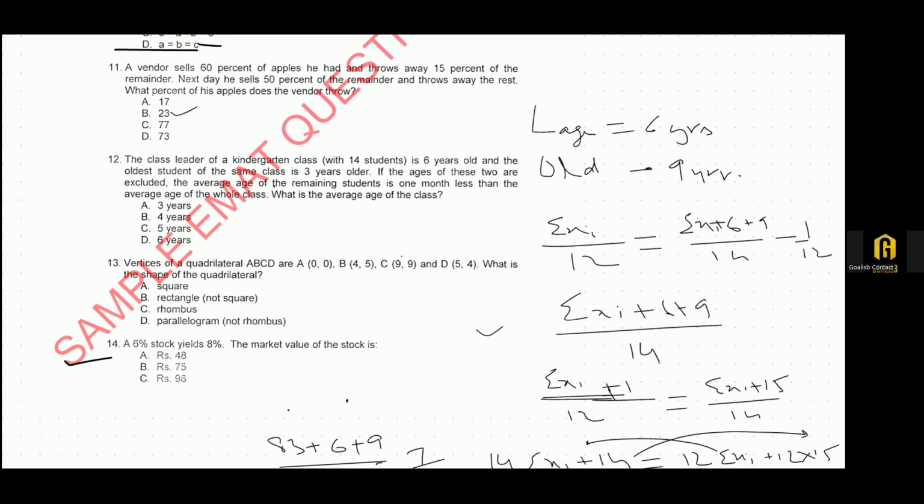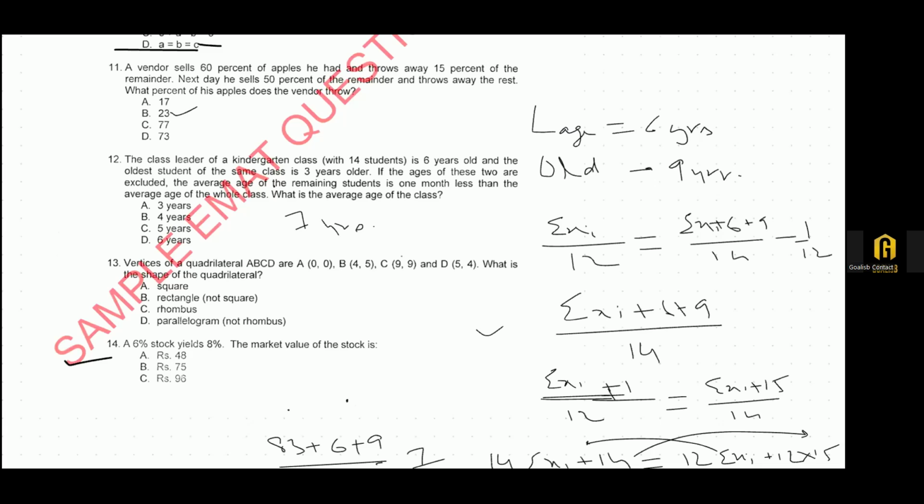According to me, the answer is 7 years. So according to me, 7 years is the correct answer. If you put the value as 7 years and reconstruct the problem, you will be able to solve it. If you take any of these values, you will not be able to solve it. So 7 years is the correct answer. According to me, all the options are wrong. Okay, let's move on to the next one.